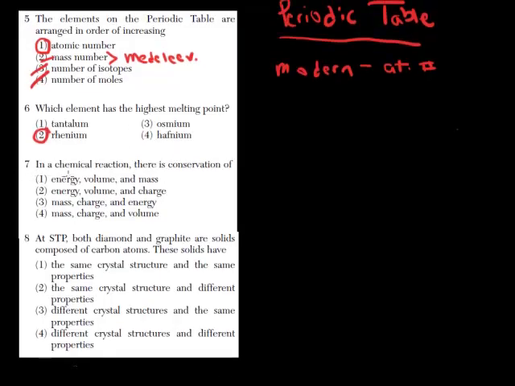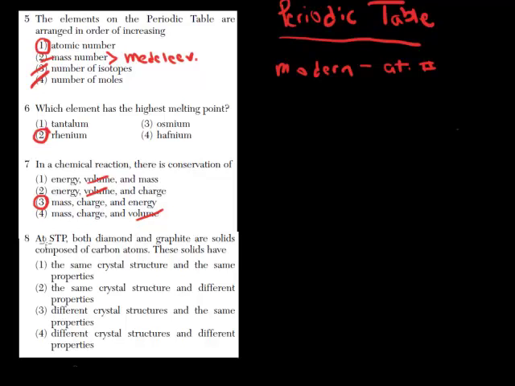Question number 7. In a chemical reaction, there is a conservation of. We have a bunch of choices here. What we have to do is search for the answer that has the 3 things that are conserved and cross out the items that are not conserved. Volume, not conserved in a chemical reaction. Oh, look at that. Just by spotting the one thing that is not conserved, we found our answer.